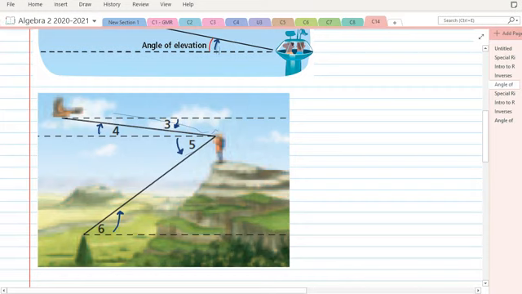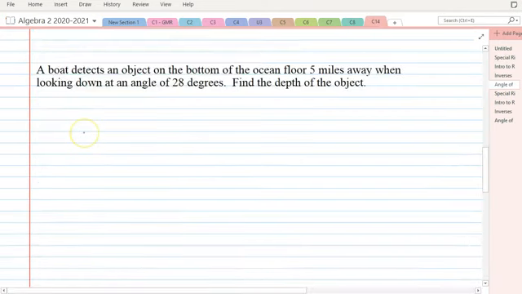If you're looking straight out and you look up, you're elevated. If you're looking straight out and then look down, it's depression. Now for all of these, you're going to want to draw pictures. Specifically, you're going to want to draw a triangle. A boat detects an object at the bottom of the ocean floor 5 miles away. When looking down at an angle of 28 degrees, find the depth of the object.